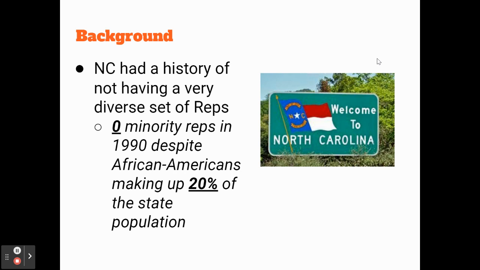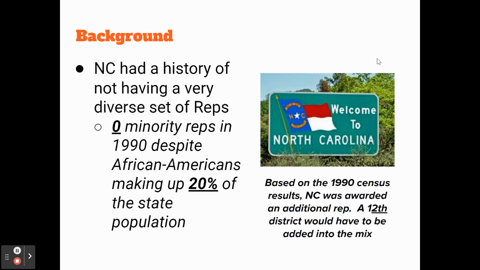So, again, in the background, you have to take note that North Carolina has a history of, unfortunately, not having diverse representation. Also, 1990 is a census year. So we go through the process of reapportionment, and as a result of that process, it was determined that North Carolina was going to get an extra representative in the upcoming redrawing and reapportionment system. So basically, they're getting a 12th congressional district. So they have to go back and they have to redraw their district maps as a result of this.